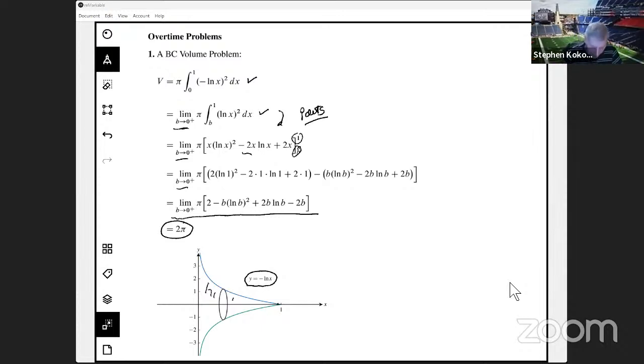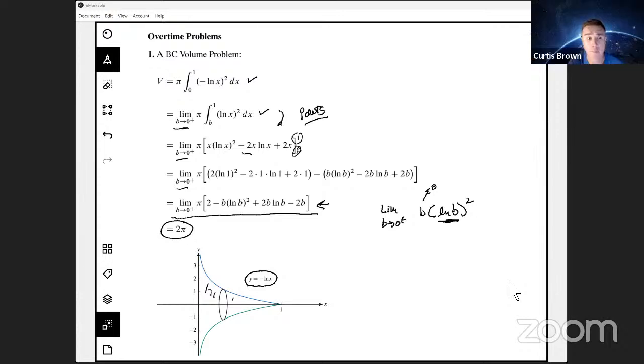But in this final line right here, there are two limits which students would not be expected to know on the BC. One of them is this: the limit as b goes to 0 from the right of b times the log of b squared. Why is that? Well, as b goes to 0 from the right, this is going to 0. But Curtis, what is this expression going to? Log b squared, that's going to what? I'm having to think.